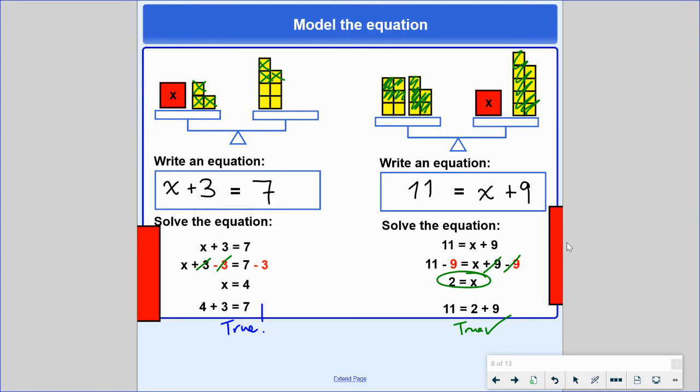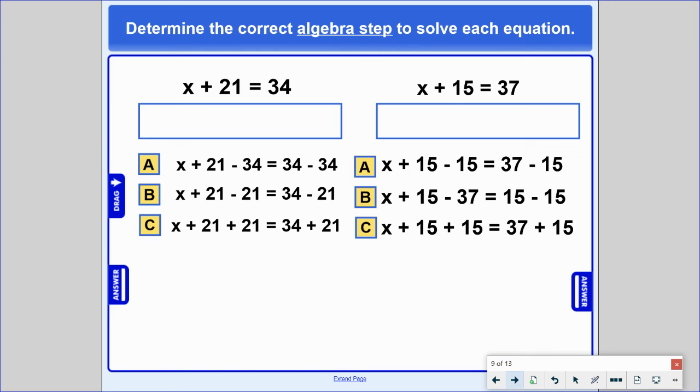Pause, rewind if you need to. Otherwise, let's get into some more examples. This is the point where I'd start asking students to say, what is the first algebra step to solve each equation? So picture the x, picture the 21 blocks, picture 34 over here. What are you going to do to both sides? Well, if we want to get rid of 21 blocks, what we would do is subtract it. Again, noticing, please, that you have a minus 21 on both sides.